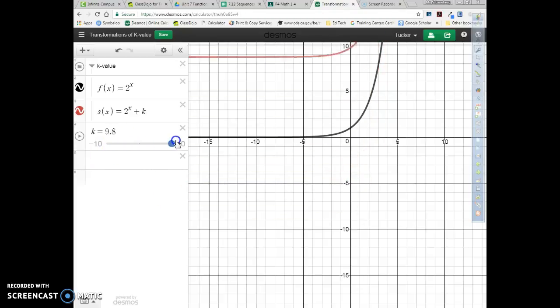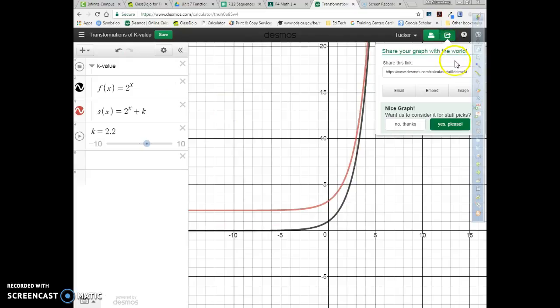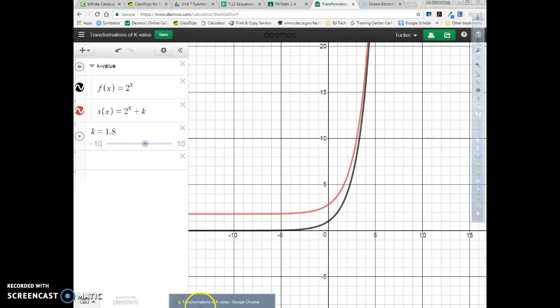Feel free to play with this inside Desmos. I went ahead and included the link here inside your Google Classroom, so you can follow this link, or if you see this here, you can copy in that link and play with these sliders here with vertical shift. So back to our lesson.